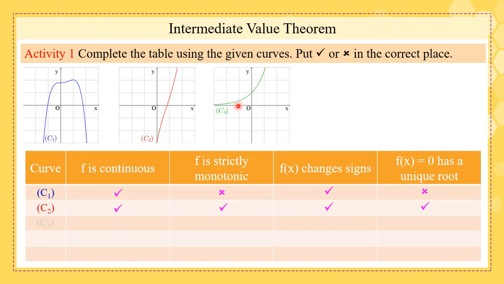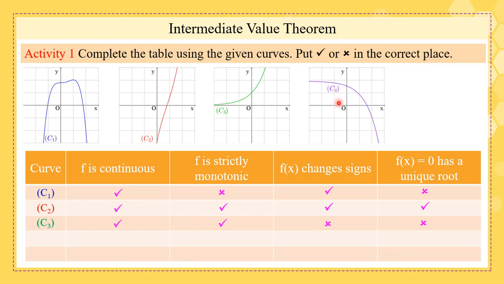The third curve, C3, f is continuous, f is strictly increasing. F of x, in fact, here doesn't change signs, it's always positive because it's above the x-axis. And f of x equals 0 has no roots.